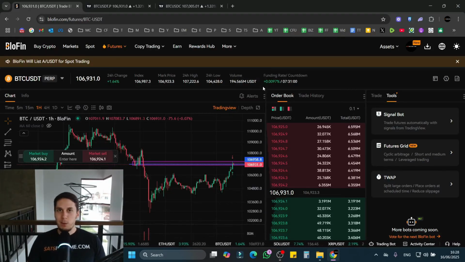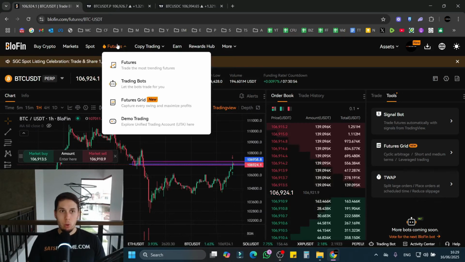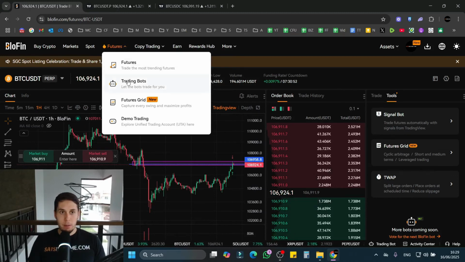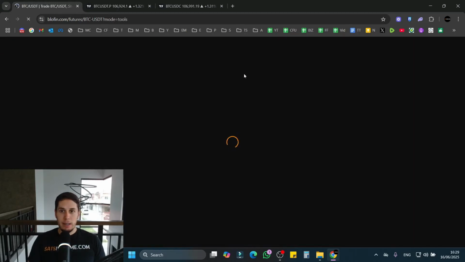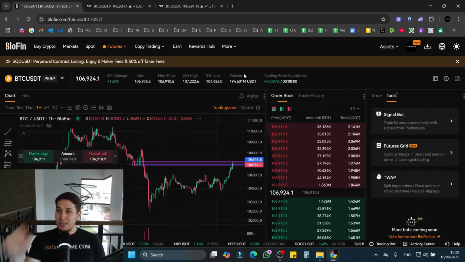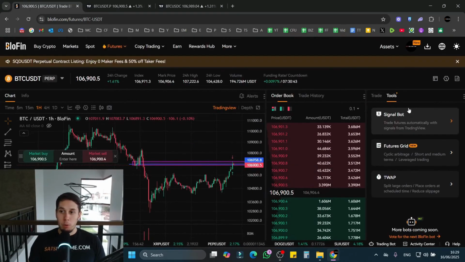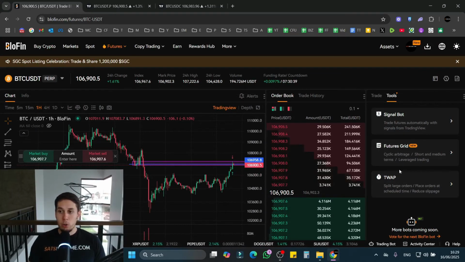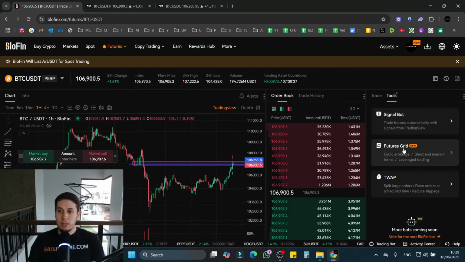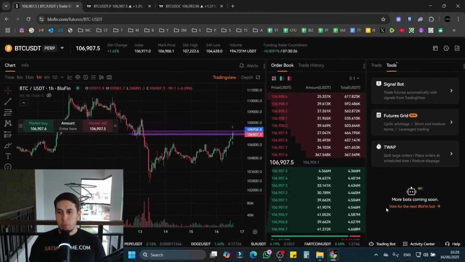Now, save the best for last, right? Trading bots. This is what we're going to be talking about. All you have to do is navigate to Futures right here in the menu and click on Trading Bots, and you will be brought to this page where you can see the different types of bots available on the BloFin exchange. All of these bots are free. You don't really have to pay anything in order to use them. We have signal bots, we have futures grid, and we have time weighted average price bots.